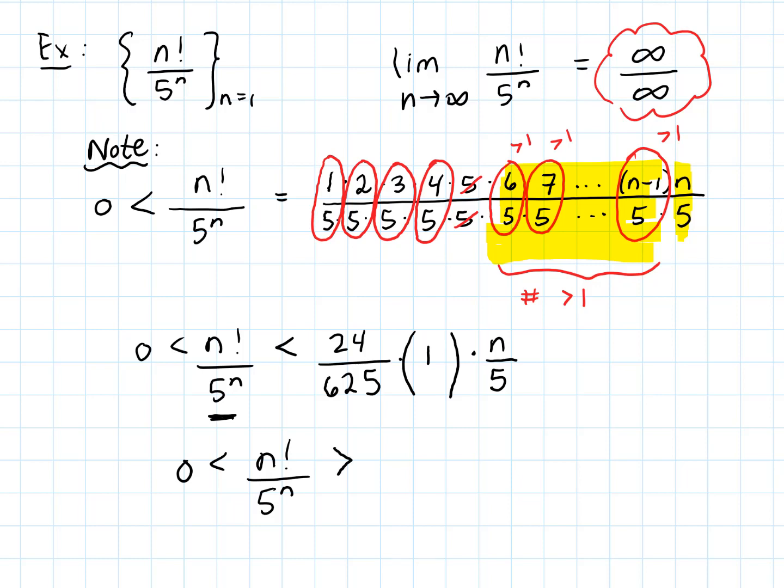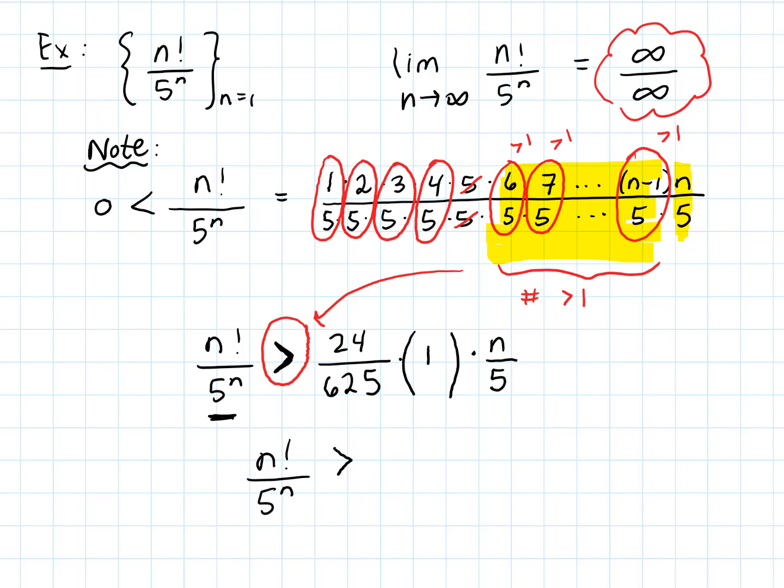greater than, oops, guys, I'm sorry, I made a mistake up here. I know my sequence is greater than 0, but I need to drop that inequality from up above. This sequence is actually greater than 24 over 625 times 1 times n over 5. So I made a little mistake right there, guys. Make sure if you're following along with this video, I made a mistake here. Our sequence is definitely greater than 24 over 625 times 1, and I am going to erase the other end of it. It is also greater than 0.